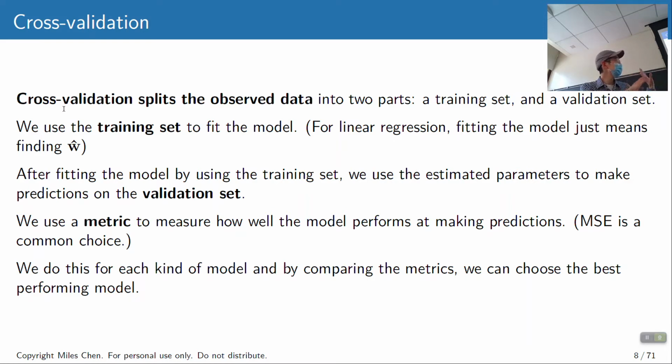And after you estimate the coefficients, after you fit the model using that training data, we take the fitted model, the estimated parameters, to make a prediction on the validation set.